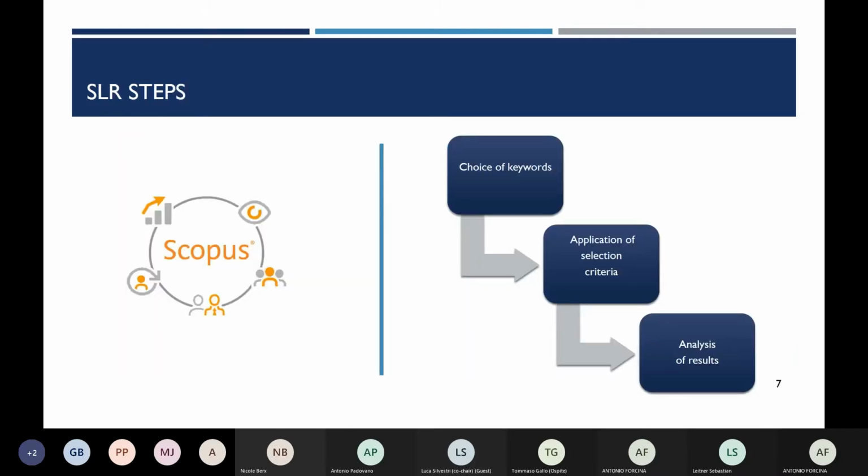So, the steps of our review. For our systematic review, the results were acquired from Scopus, and after the identification of the research questions, the steps forward were the choice of keywords, the identification of search criteria for the selection of documents, and the extraction of results from the database and their discussion during a synthesis phase.